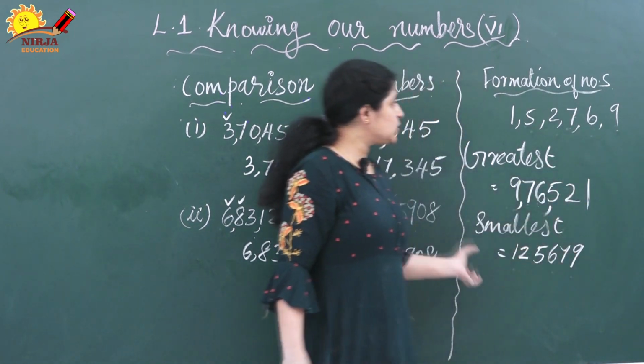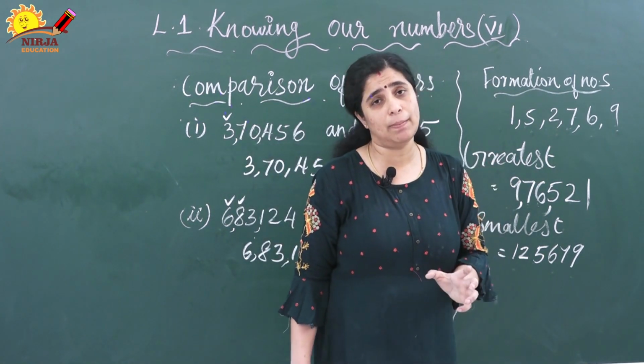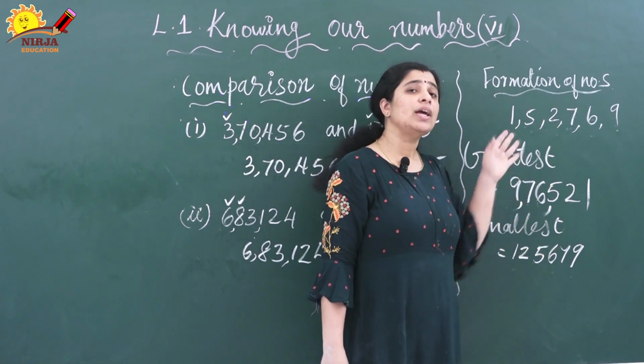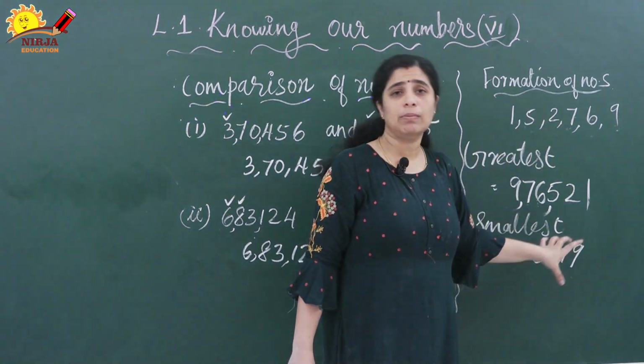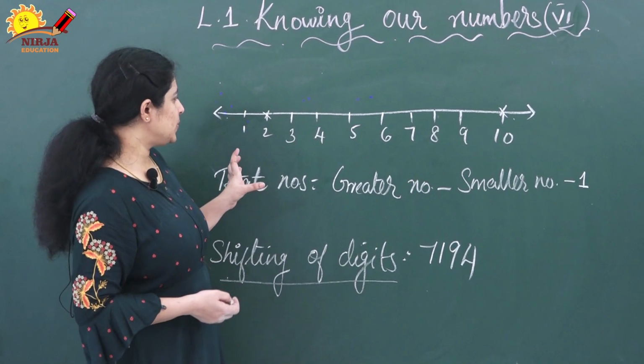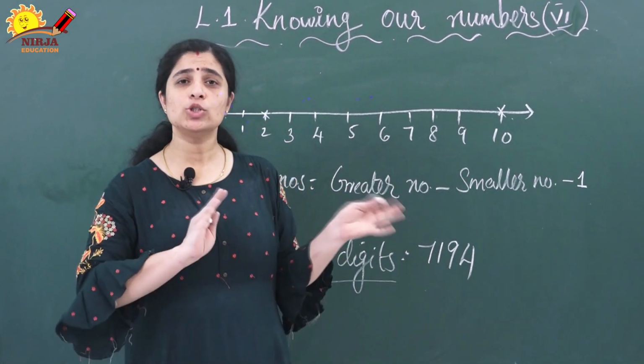1,25,679. Like this way you can form the greatest and smallest 6 digit numbers. If you are given 7 digit, 8 digit or 5 digit numbers also, you can proceed with this same method. Next we will see how to calculate how many numbers are between 2 numbers.